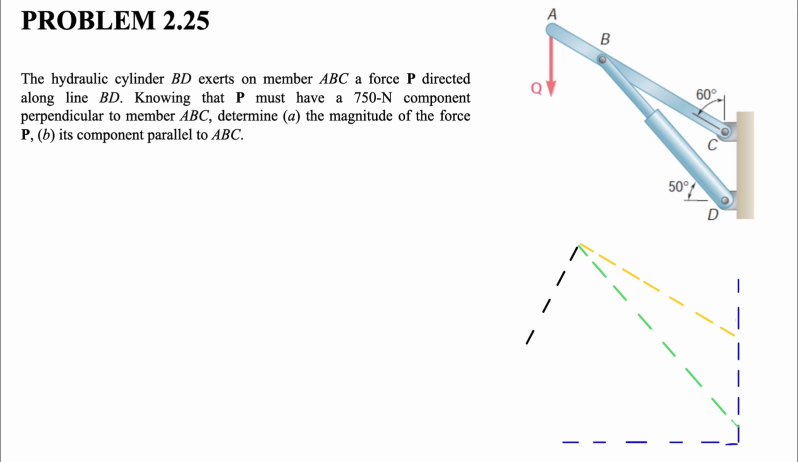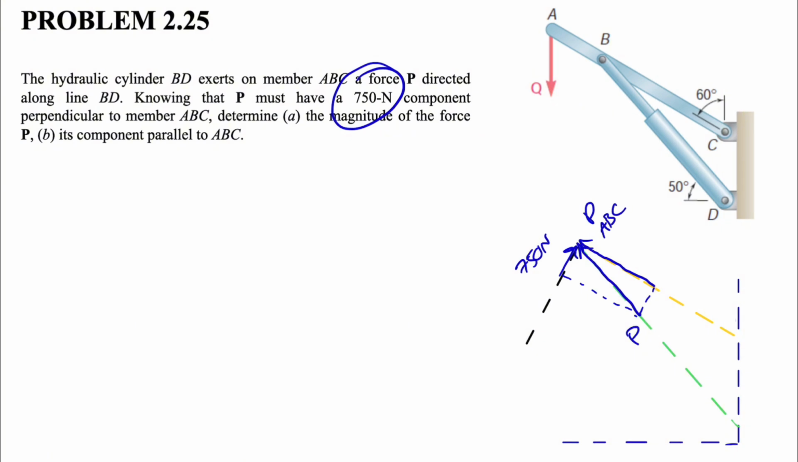So obviously let's call this force P along the green dotted line. So if we call this P, this will be the component perpendicular to member ABC, which from the question we know is 750 Newton. And in the B part, we need to find this member, which we can call P along ABC.